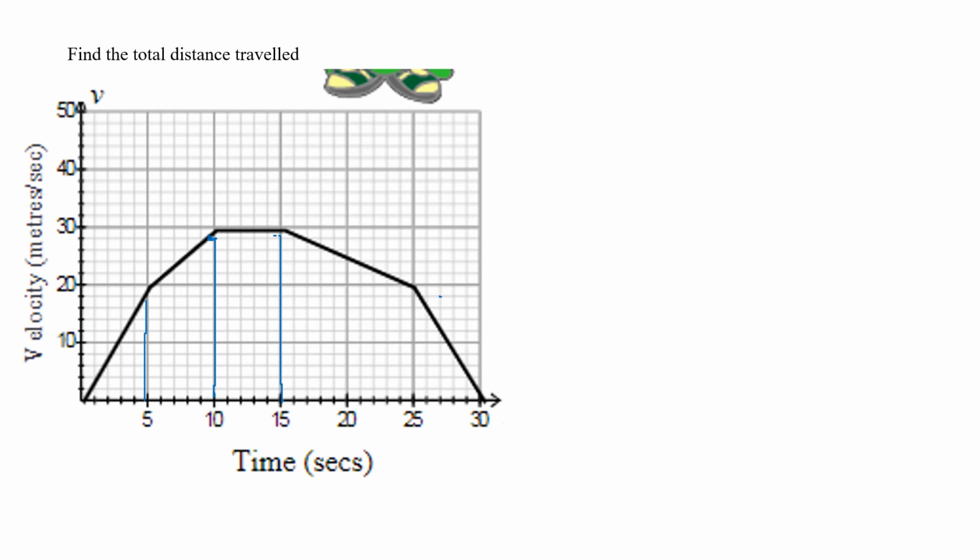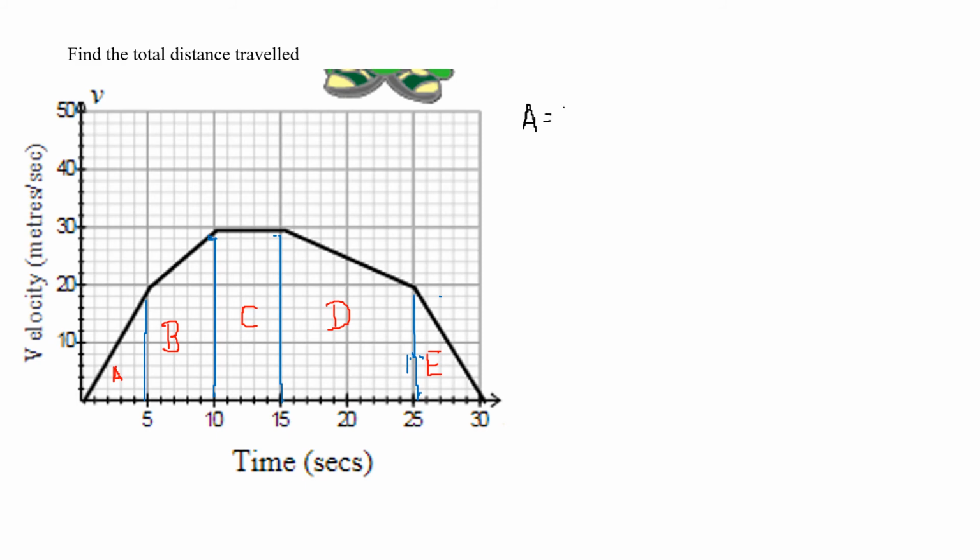So in this case I've got 5 line segments, so I'm going to split my graph up into 5 sections. And then I'm going to label these. So I'm going to have A, B, C, D and E. And then I need to work out the area of each section, so each shape underneath my graph. I'm going to start off with A.